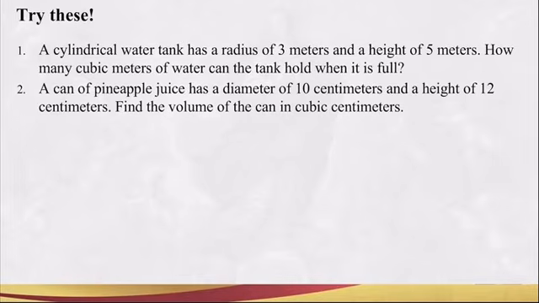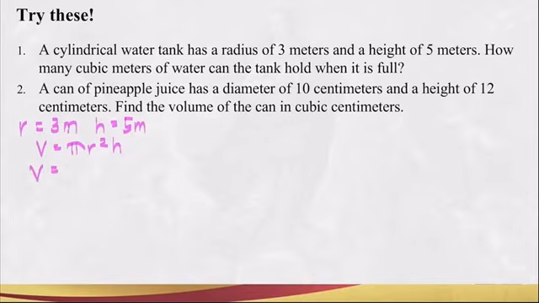Step number 1 is let's identify the given. So we have the radius, which is 3 meters, and a height, which is 5 meters. Next is, let's write the formula. So V is equal to pi r squared h. Step number 3 is to substitute the given to your formula.